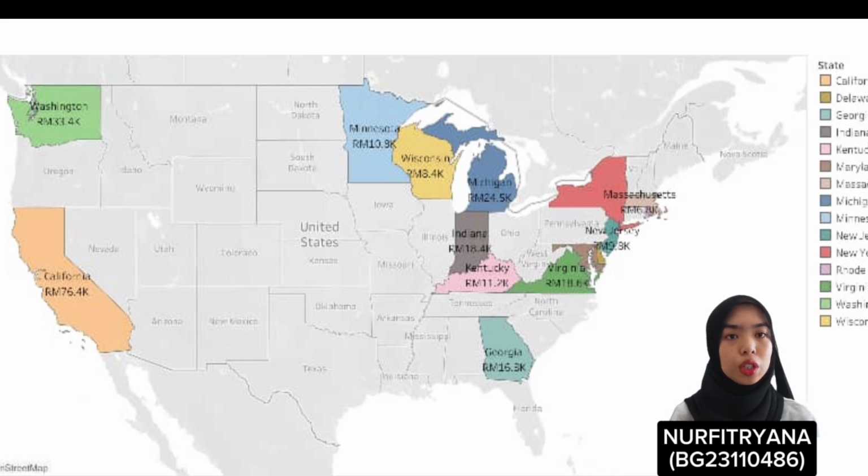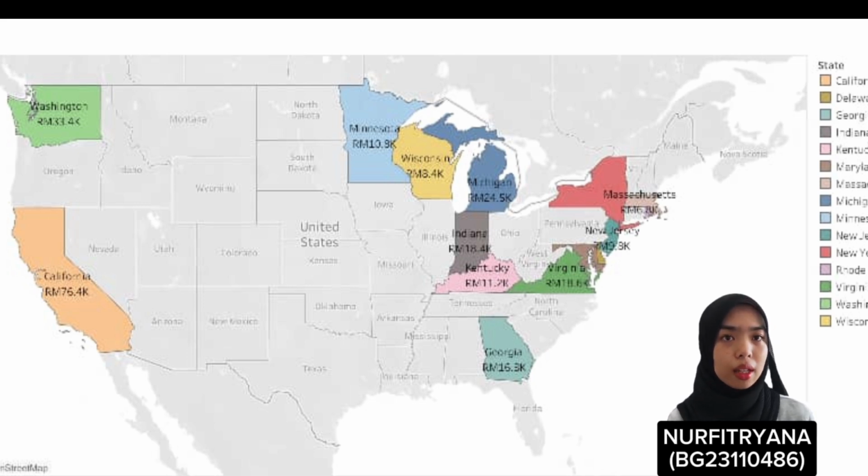GeoMap, known as a visual tool, used to display statistical data in relation to geographical location. These maps can help business understand pattern, trends, and variation across different region or area. California emerges as the standout, boasting the highest monetary value of 76.4K. This signal a robust economic presence, likely fueled by its diverse industry, innovation hubs, and expansive consumer markets.